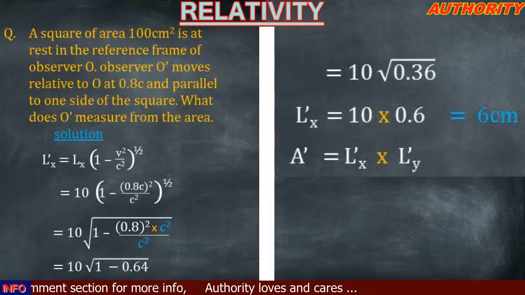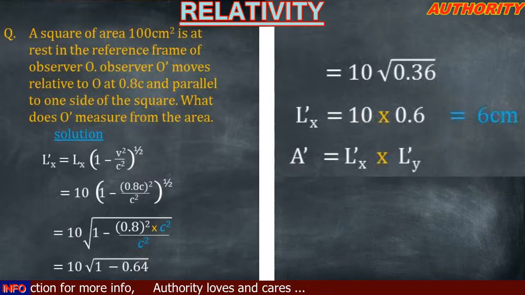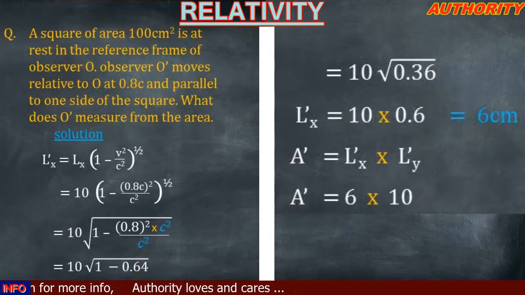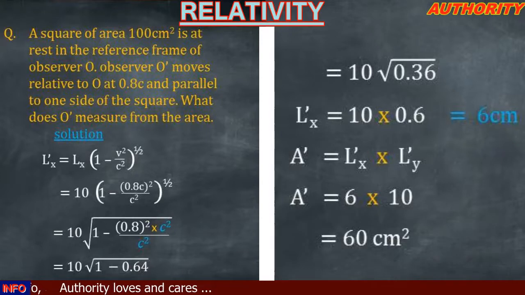Now, because it is parallel to this observer in motion, that means there's only one side he is going to see, and there's only one side that is affected. All right? Good. Now, that means we're going to say that the area measured by the observer in motion, which is A prime, is going to give you the length, which is contracted, which is 6 cm, times the other length, which is 10 cm. So 6 times 10 is going to give us 60 cm squared.